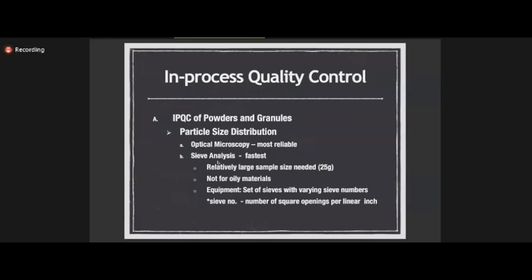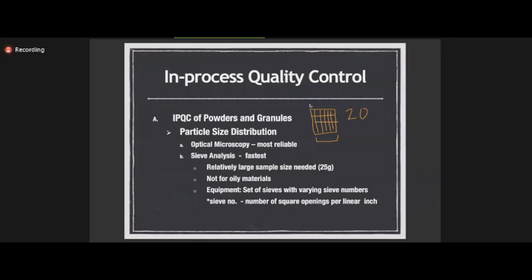So we arrange your sieves on varying numbers, from smallest sieve number to largest sieve number. The sieve number tells you the number of square openings per linear inch. So that you don't get confused, in one inch, how many boxes or square openings fit. Let's say sieve number 20, meaning 20 boxes fit in one inch.